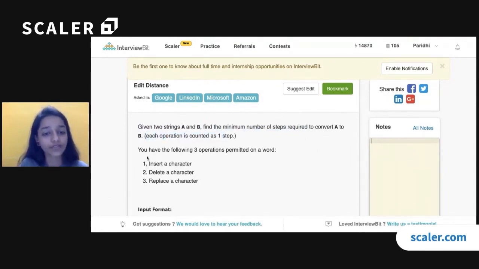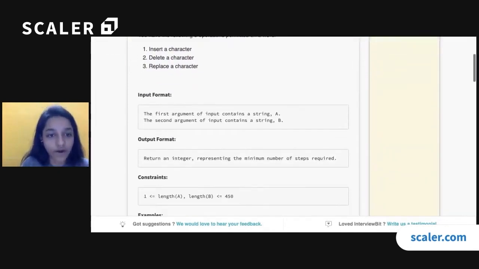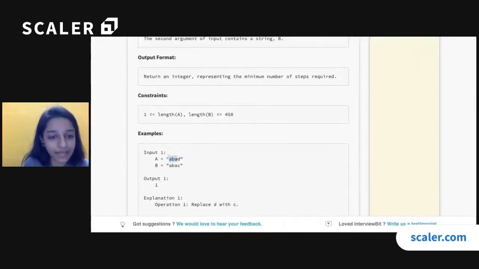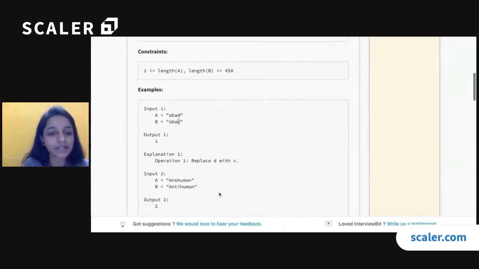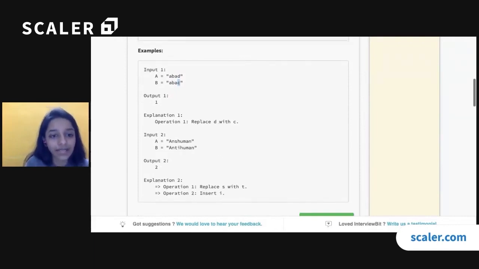Now you have the following three operations permitted on a word: insert a character, delete a character, and replace a character. So to convert a string A to B, I can do these three things, and I have to find the minimum steps that I can take to convert one string to another string. For example, let's say we have ABAD and we want to convert it to ABAC. Here we can simply replace D by C, and that will give a cost of 1.